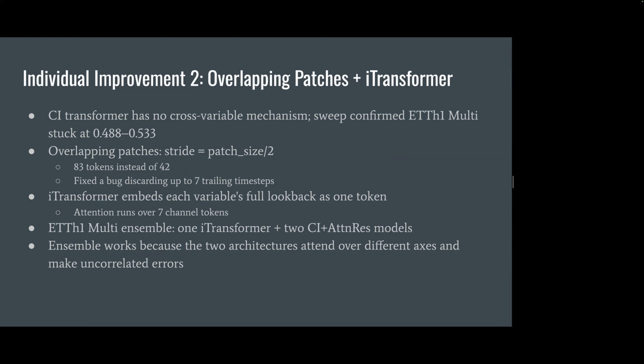The second part of this is using iTransformer, which is a model from a paper from 2024, I believe, that embeds each variable's full lookback as one token so that attention can run over a 7-channel token for all of the variables. In the H1 multivariate ensemble, we have one iTransformer plus two of the previous attention res models, and that seemed to work quite well. Ensemble works here particularly because the two architectures attend over different axes and make uncorrelated errors. So you want one for one situation and one for the other.